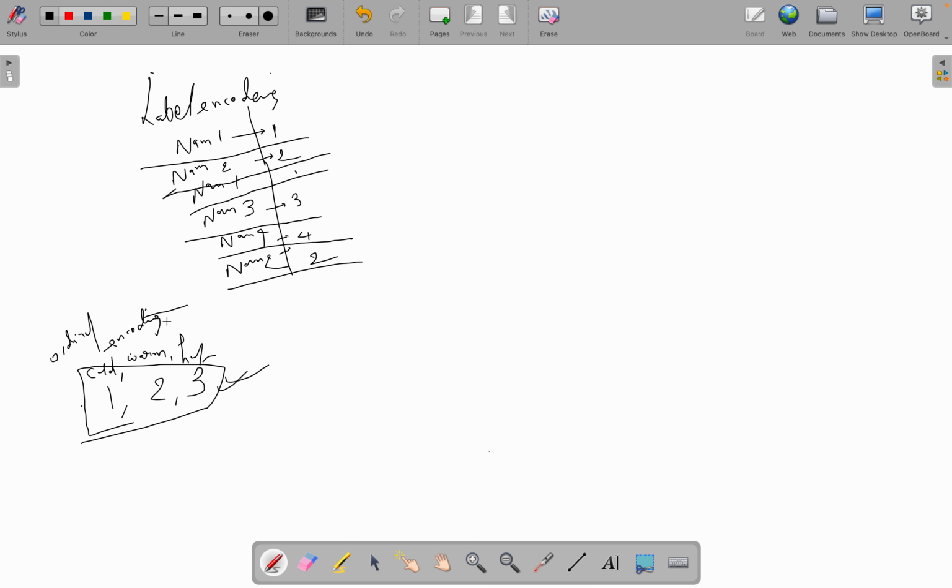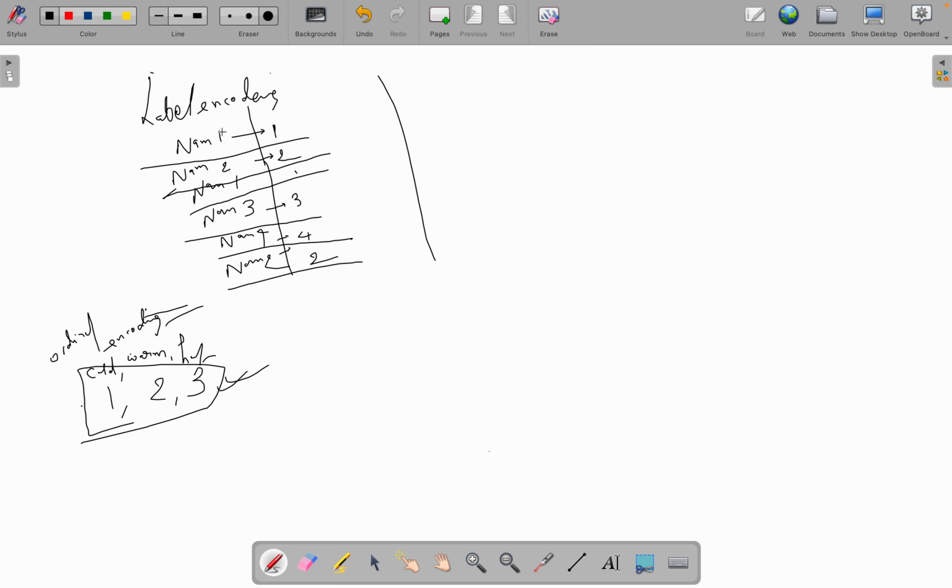You can order these things, like the person who is coming first, second, third in a race, you can arrange them. So these are the ordinal encoding. The third one is called the frequency encoding. Frequency means how many times the number 1 is occurring.